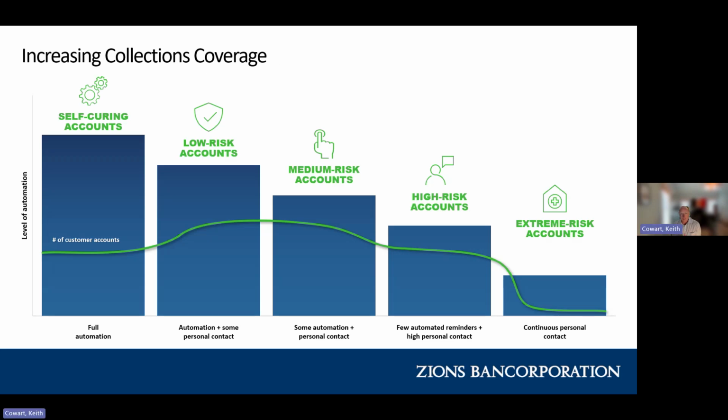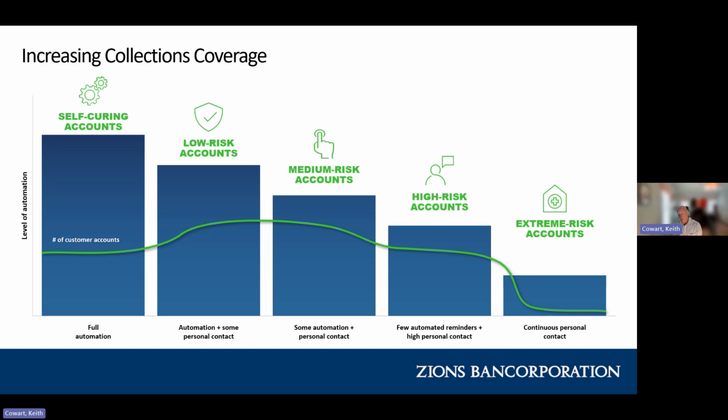So what does that look like from the collections coverage standpoint? As I mentioned, those 3 different pillars of identification, prioritization, and now we're talking about coverage. You can see here these different categories of risk. Self-curing accounts are the ones that will pay regardless of whether you contact them or not. They pay routinely. Then you have low risk accounts and medium risk accounts. Generally, most of the customers we work with fall into these 3 categories. So that's what that green line that looks like a bell curve is indicating: the number of customer accounts that we see falling into each of those categories.